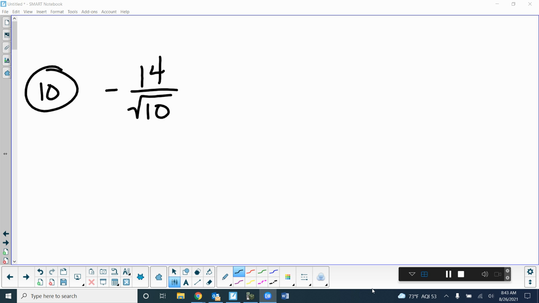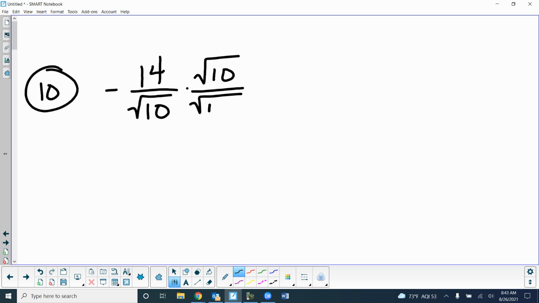Okay? Not allowed to leave it like that. And there's no way to simplify that either. So I'm just going to rationalize by multiplying the top numerator and the bottom denominator by the square root of 10. And anything over itself is 1, so I'm just using that multiplicative identity property. Anything times 1 is itself, right? It's going to look different, but I didn't really change it.